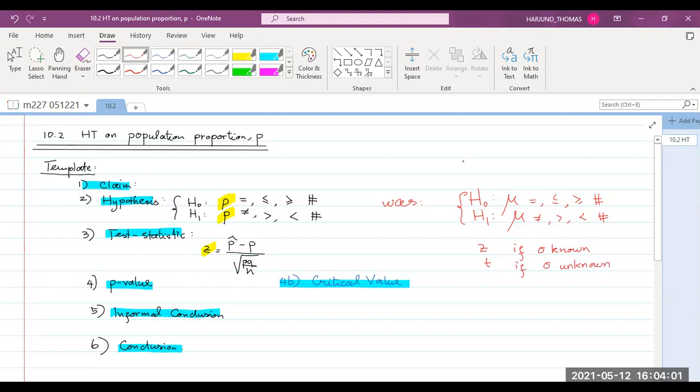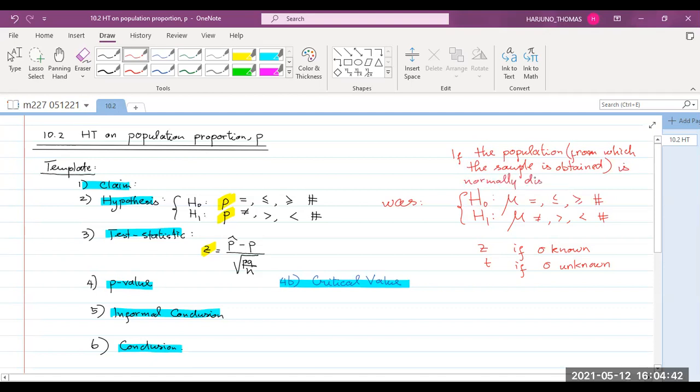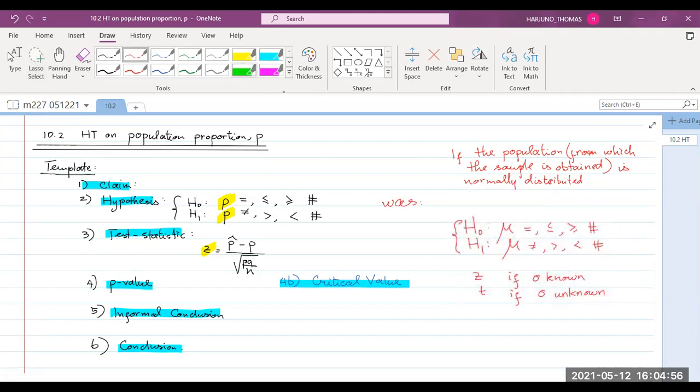At that time, we can use this procedure if the underlying population from which the sample was obtained is normally distributed, or the sample size is at least 30. Okay, that was the requirement.